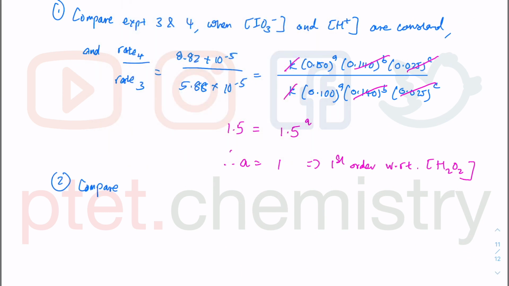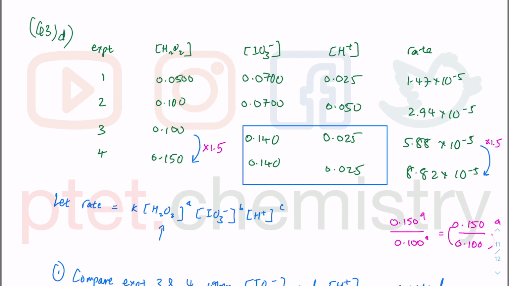So the next thing is, we've got to get the order with respect to IO3 minus. So we want the IO3 minus to change. So you cannot compare 1 and 2 because these things are not changing. I want the H2O2 and H plus to be constant. So hopefully you can see that I have to compare experiment 1 as well as experiment 3. Is it 1 and 3? I can't really do that, can I? Let's see, I want this one to change. I want the other two to be constant. So 2 and 3 is the only one where this is constant, and this is also changing. So this is not good at all.